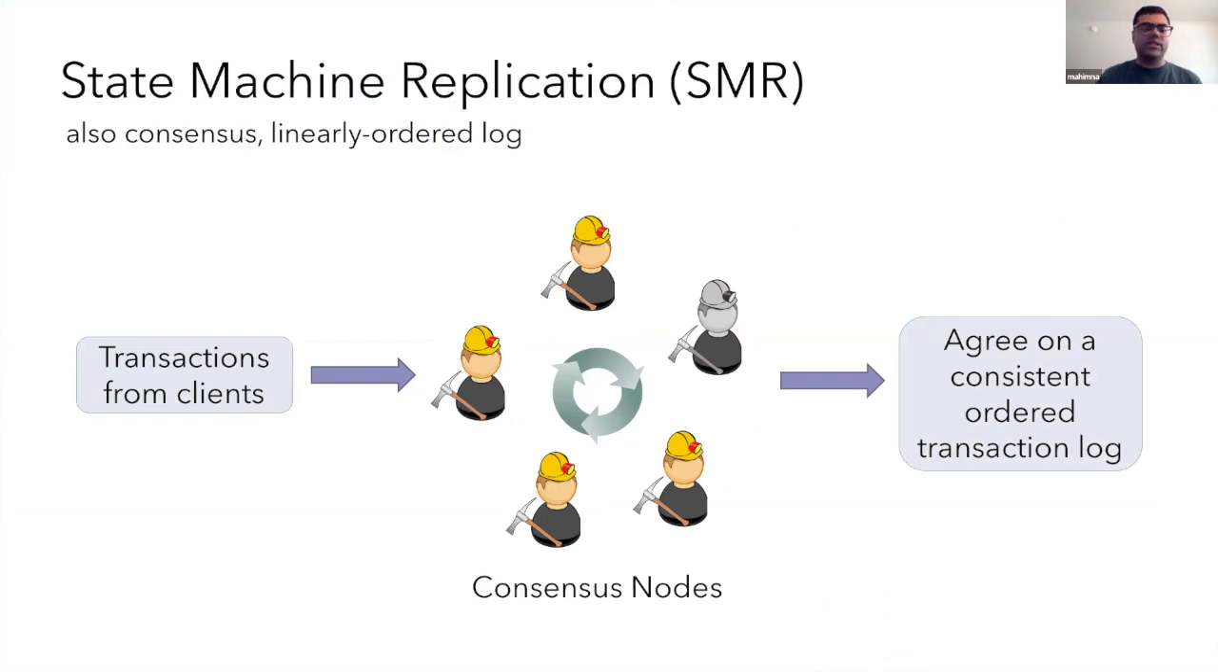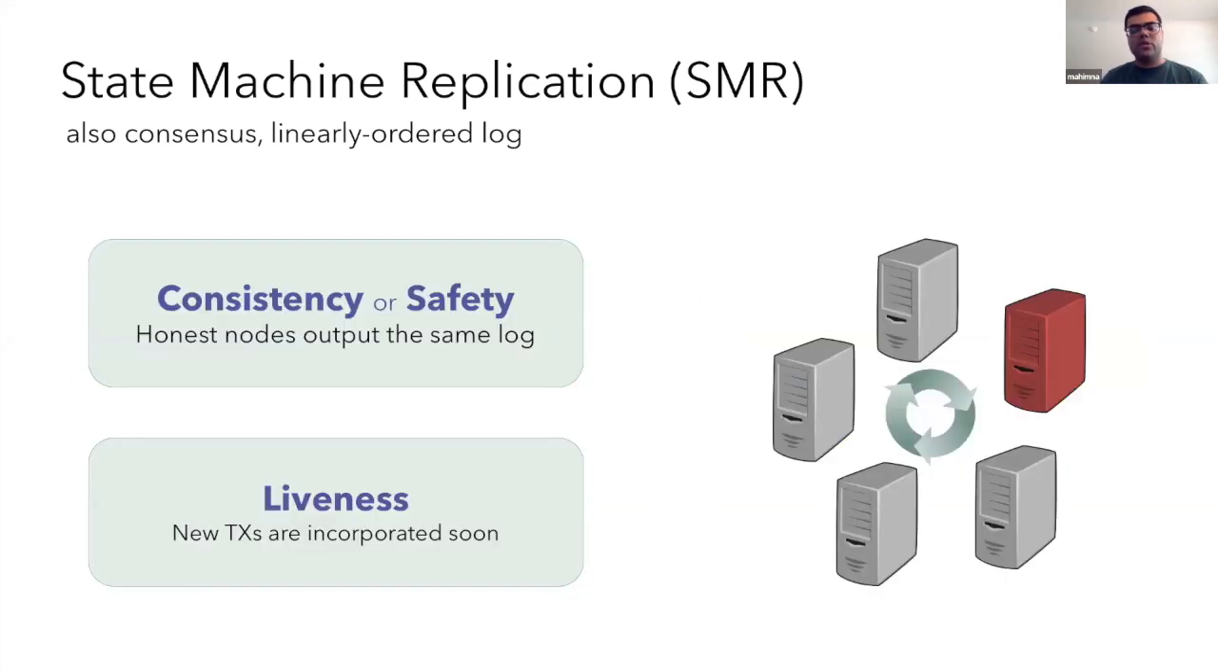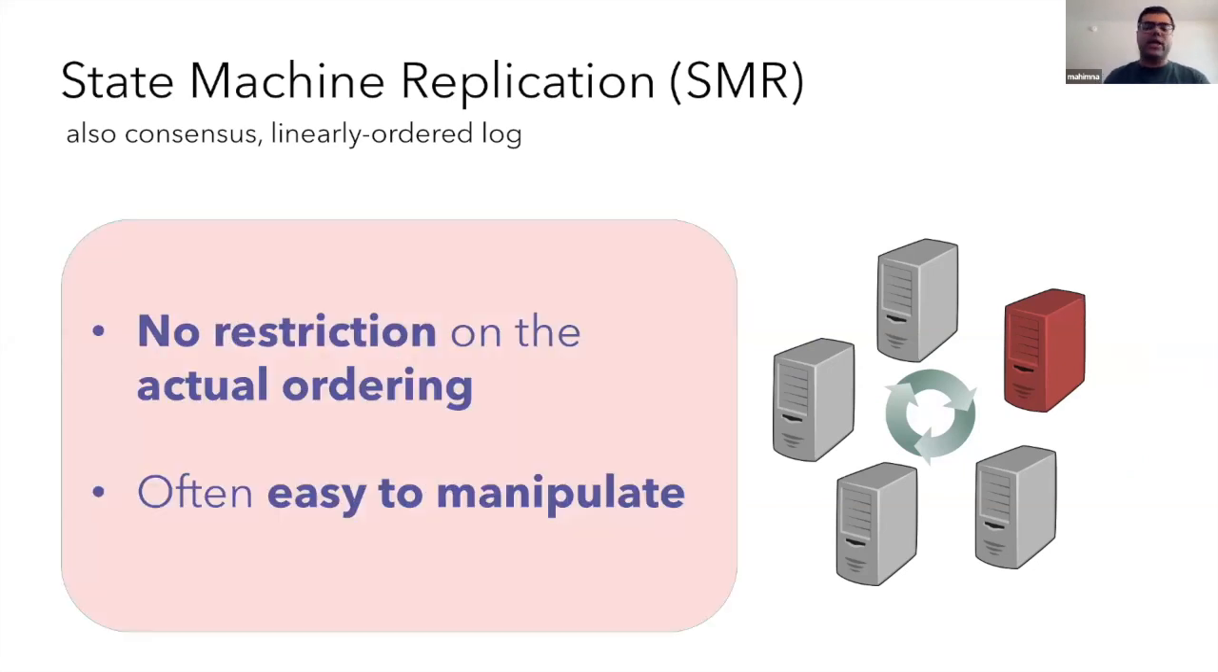And in the permissionless setting, let's say using proof of work or proof of stake, these servers are replaced by miners, but the abstraction is basically the same, although miners can enter or exit the system at will. Usually we expect two properties from consensus protocols. The first is consistency, or sometimes called safety, and the second is liveness. Consistency ensures that honest parties will eventually agree to the same view of the final log, and liveness means that new transactions sent by users will be incorporated into this log soon. But unfortunately, neither consistency nor liveness provides any guarantees on the actual ordering of transactions.